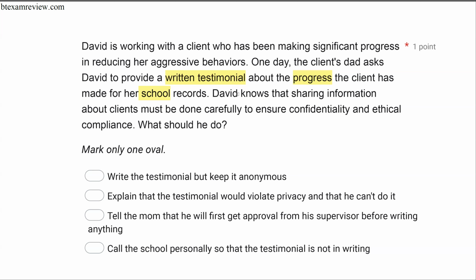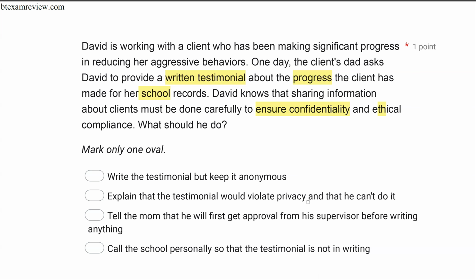So if David wants to share that information, but still wants to ensure confidentiality and be ethical, what should he do? A, write the testimonial, but keep it anonymous. Well, the issue isn't that it's coming from David. It's the fact that he's sharing this information and then reporting it as a fact to the school. So just by keeping it anonymous doesn't change the other issues that David might have writing this testimonial. B, explain that the testimonial would violate privacy and that he can't do it. That's not necessarily true either.